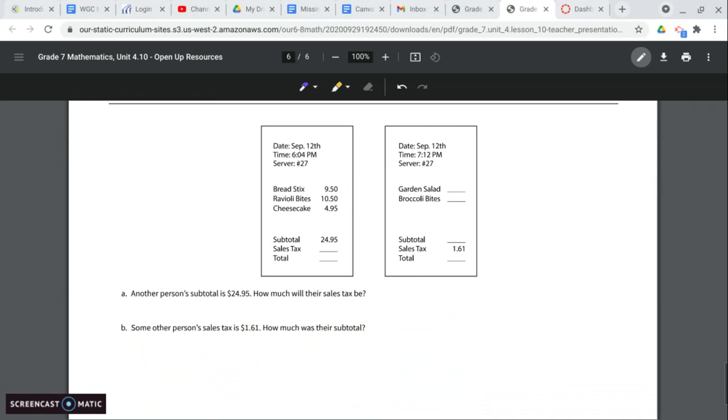All right, number 2. The tax rate at this restaurant is 9.5%. So here's their receipt. Another person's subtotal is $24.95. How much will their sales tax be? So $24.95 times 0.095 will give us what that sales tax is. And it's going to be $2.37.